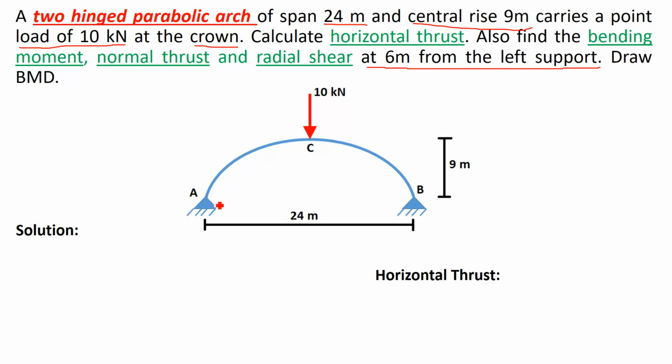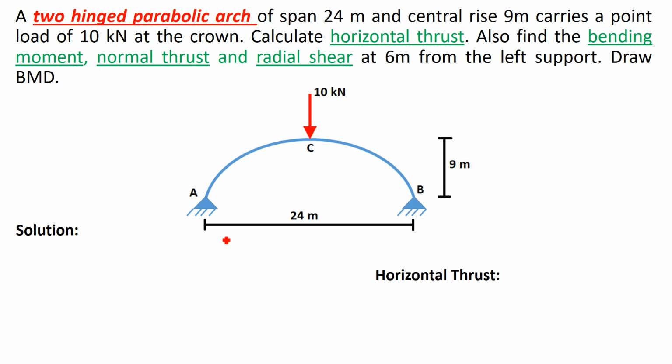This is the arch given, where support A and support B are hinge. 10 kilonewton force is acting at the crown. Span of arch is 24 meter and this is called the central rise, that is central height, that is 9 meter. The question is to find out the horizontal thrust, normal thrust, radial shear and bending moment.